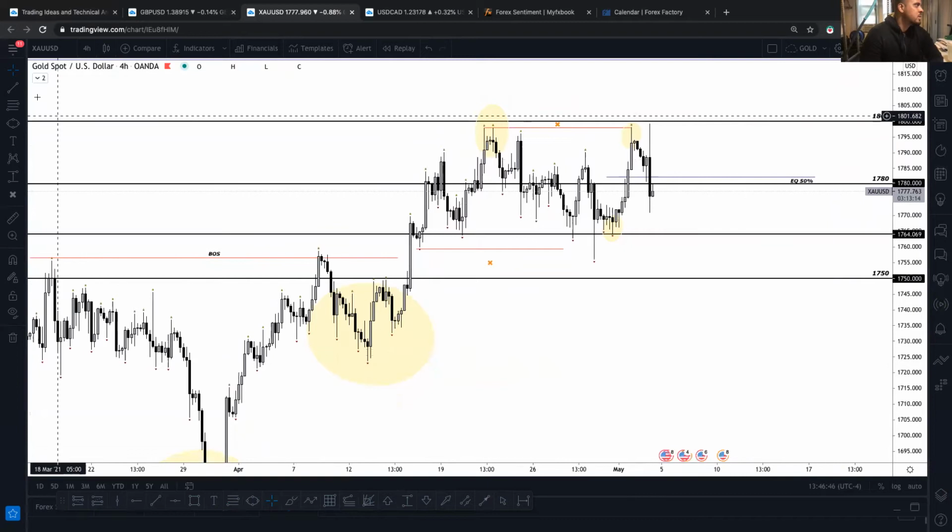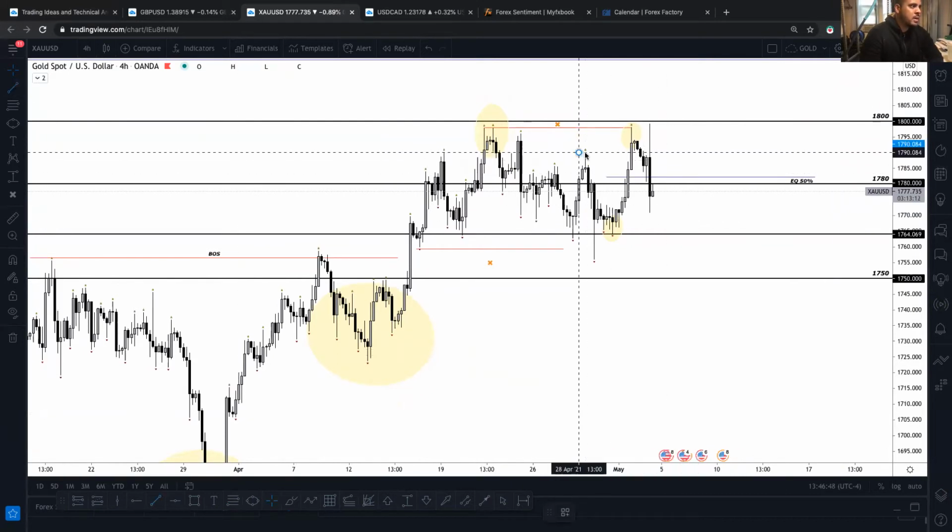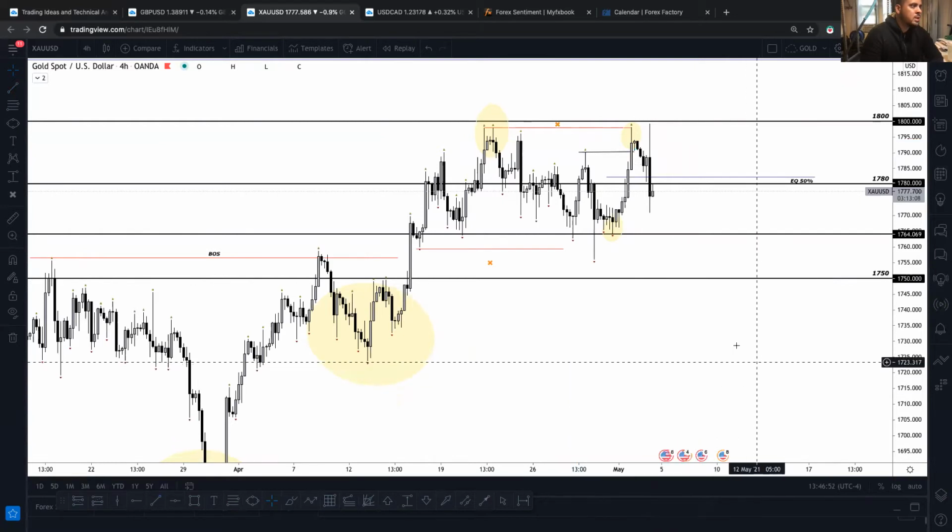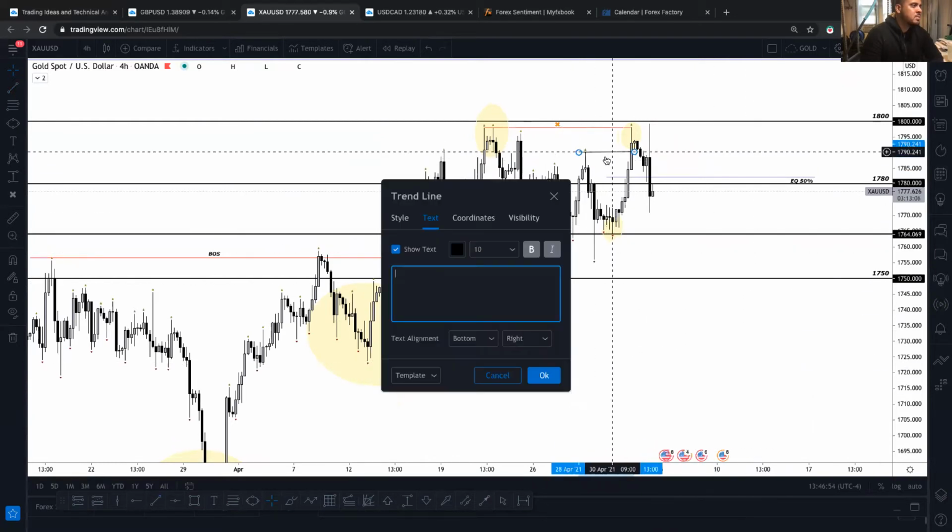Where is our break of structure, guys? Well, you've got it right here. Boom. Here's another break of structure. It's very, very important to identify these breaks of structure. This is what tells you how to react to price.